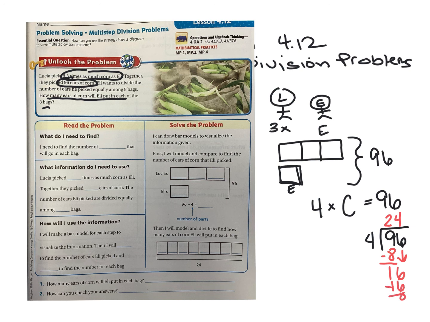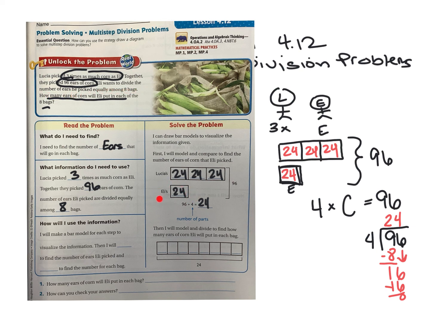Okay, now I've just learned that each of these is 24, right? That's why we had done 4 times C, because now that we know that C is 24, 24 plus 24 plus 24 plus 24 equals 96. We used our calculation skills to figure that out. Okay, and now I filled in this section with the information we've been talking about. So now Eli wants to divide the number of ears he picked.